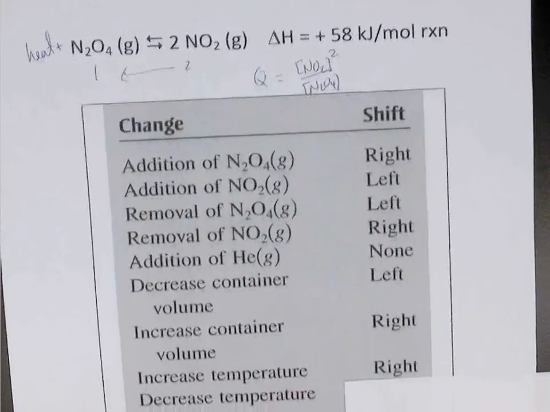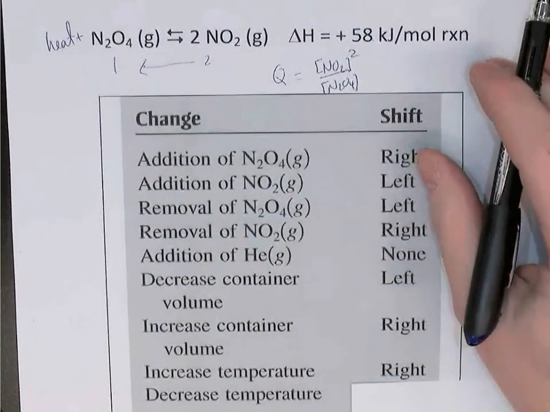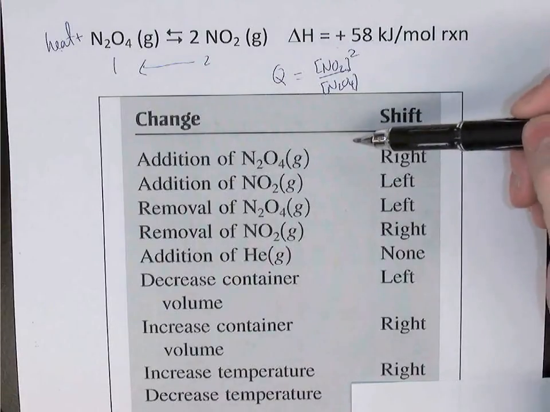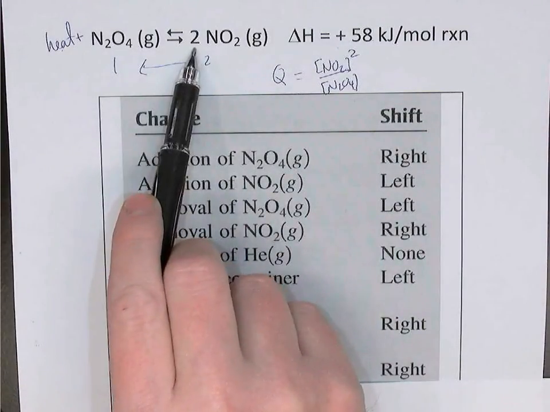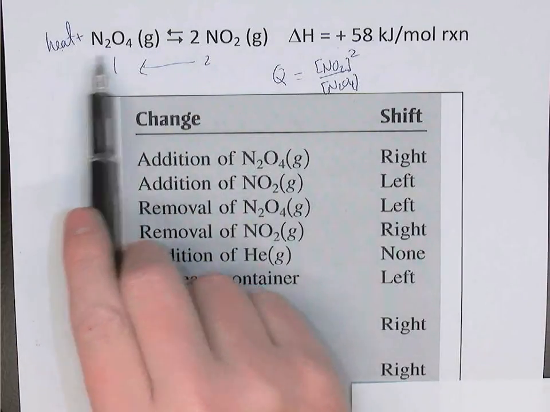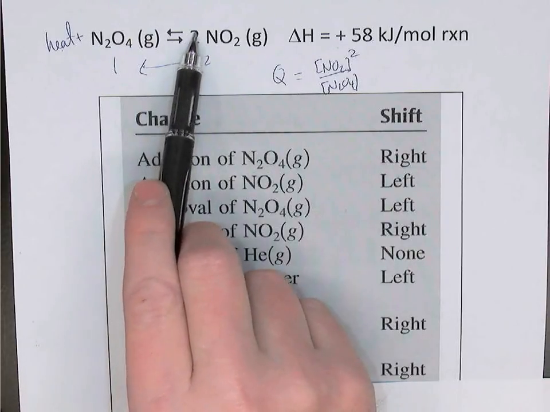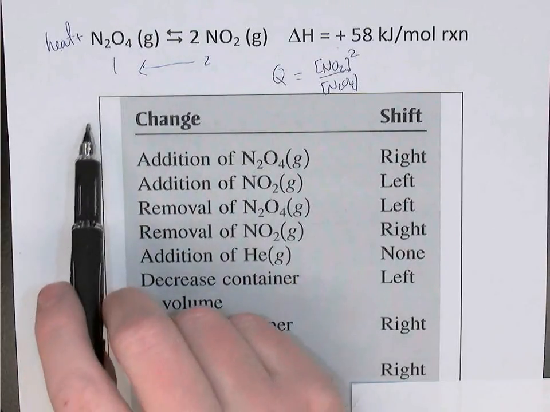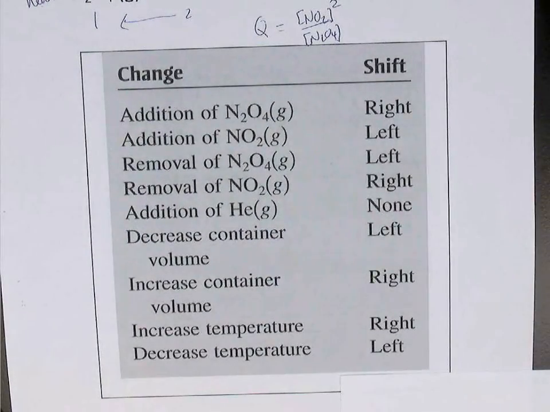If you decrease the temperature, decreasing temperature will slow down both the forward and reverse rates. However, it will slow down the forward rate more than the reverse rate because the forward rate is endothermic. Since the forward rate slows down more, the reverse rate is going to be larger than the forward rate, and you'll see a reverse shift to the left.